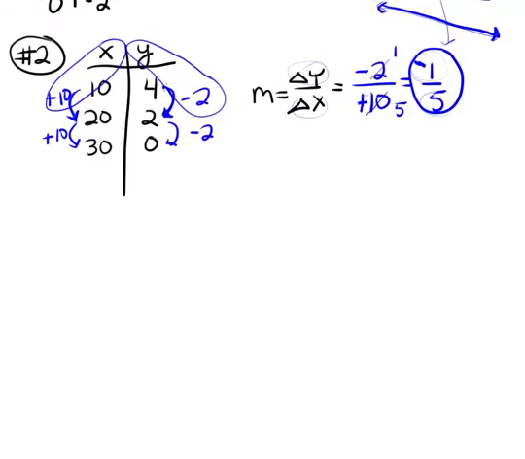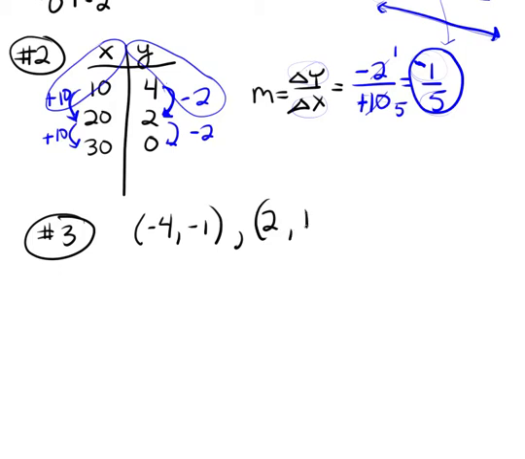So now how does it get a little bit more complicated? We're going to look at problems when we're given two coordinate pairs. So if we have (-4, -1) and (2, 1).